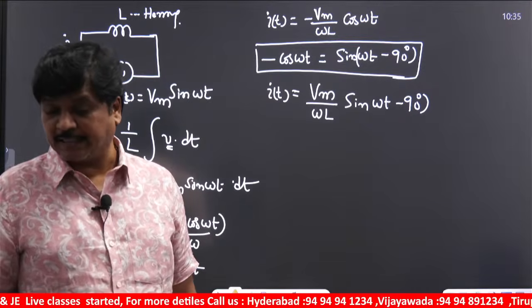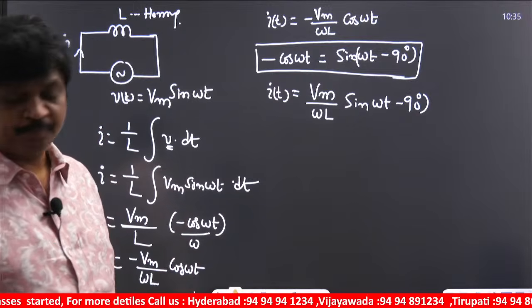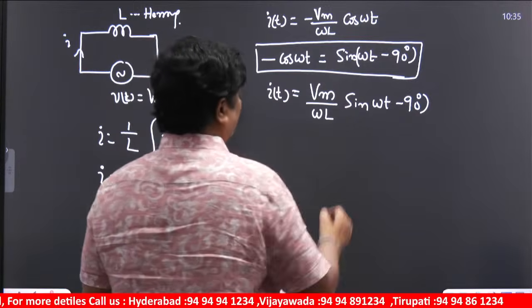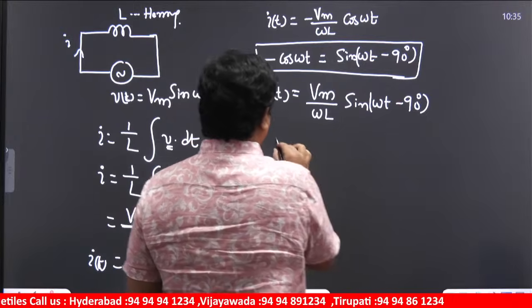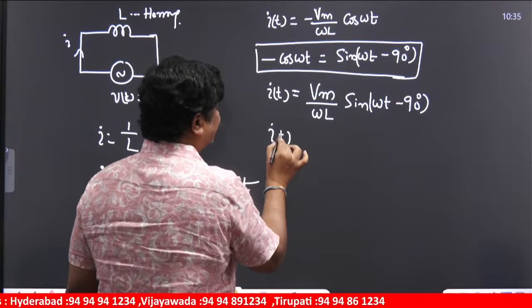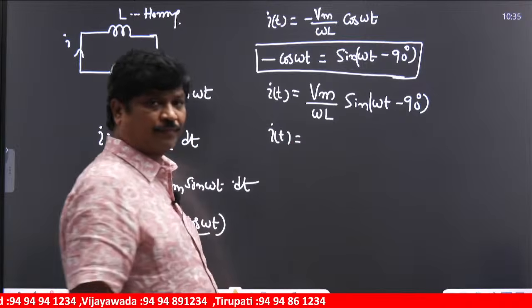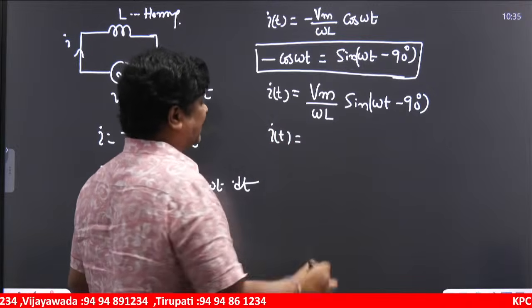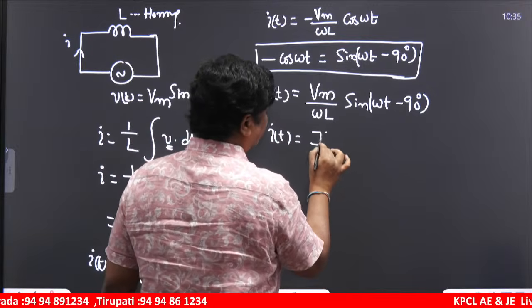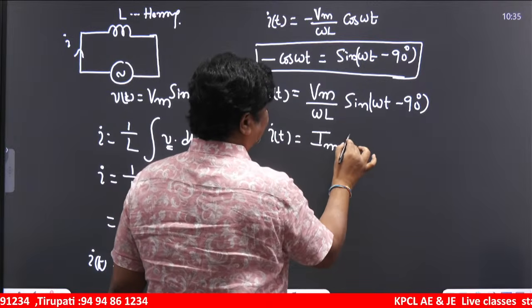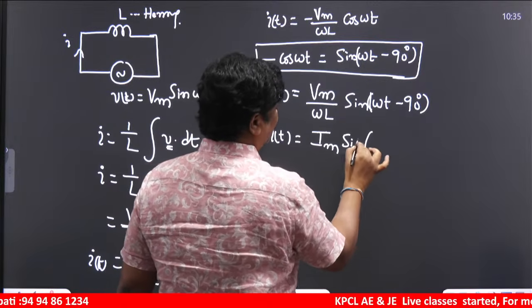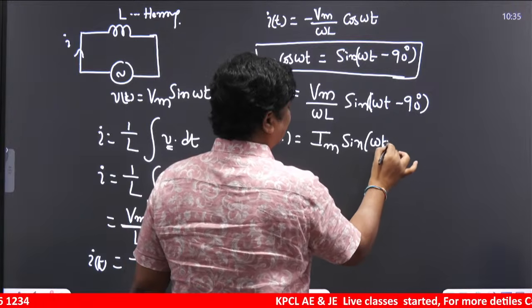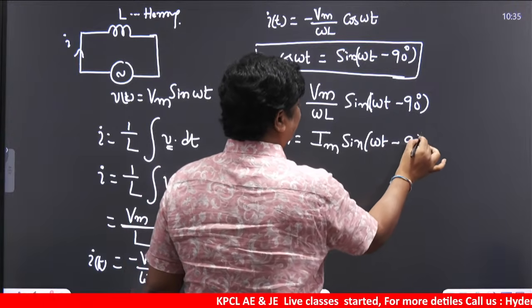Minus 90 degrees. Now, sin of omega t minus 90 degrees. How do we write I of t? I of t is equal to Im sin of omega t minus 90 degrees.